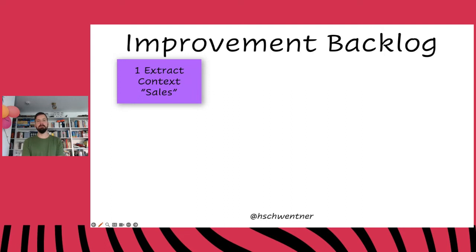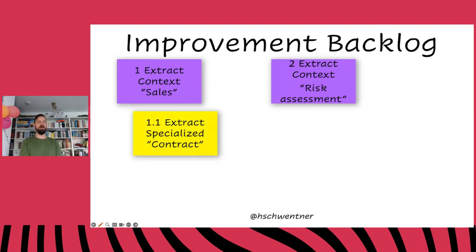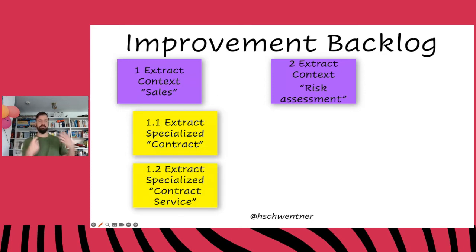So the first strategic refactoring is extract the context sales. And then another refactoring that we want to do is extract the bounded context risk assessment. Those are big steps, obviously. How can we split them up into smaller steps by saying, well, let's have some technical refactorings as well. Let's extract specialized contract as one thing and extract a specialized contract service as another thing. And maybe we want to even split these refactorings up into even smaller refactorings.